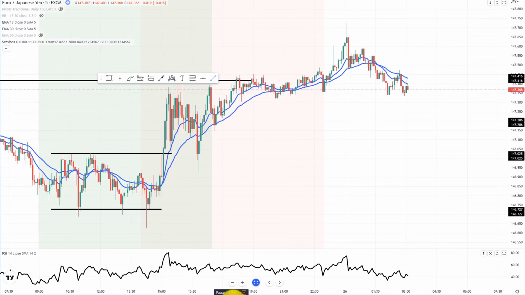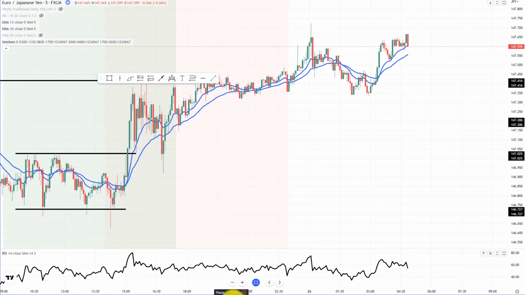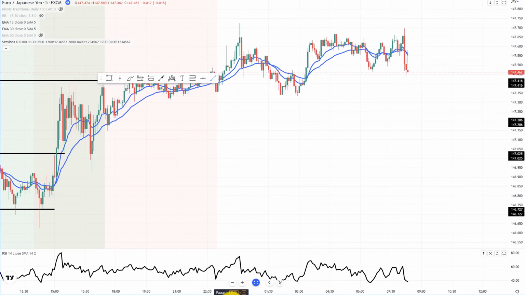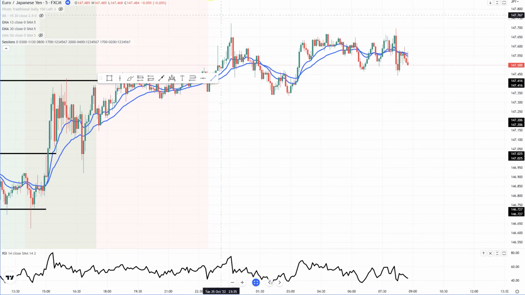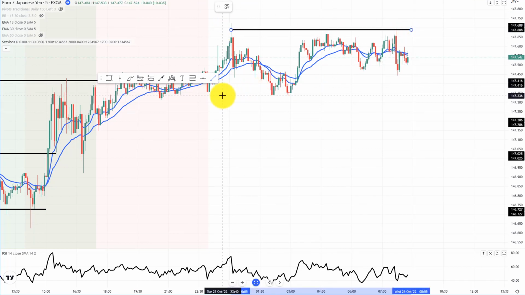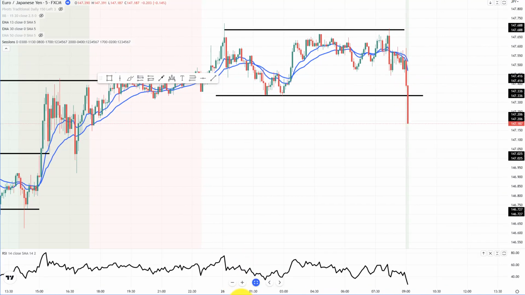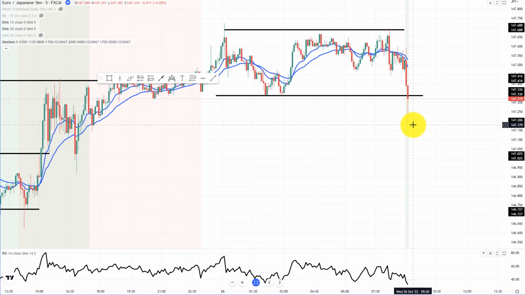2 a.m., 3 a.m., 4 a.m., 5 a.m., 7, 8. Okay, so here we have a good range. Here's Asia high. Here's Asia low. And we have the breakout.